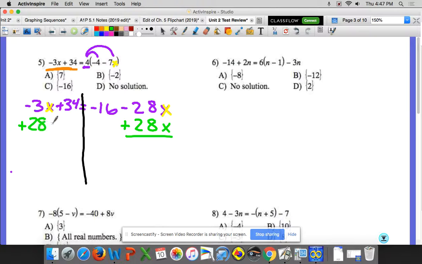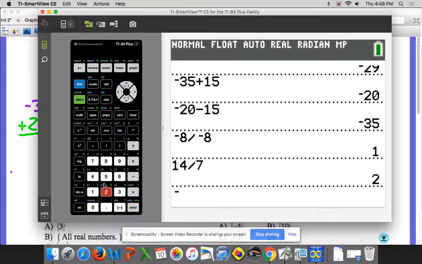And we have to remember that we can only add that 28x to the -3x because the x's are like terms. This 34 right here is just a constant. So it's just a number. We cannot combine a constant, just a number, with another number that has a variable. The variable makes them different. So then we're going to take the -3x and add that to the 28. So you can always use your calculator. So you get -3 plus 28, and we get 25.